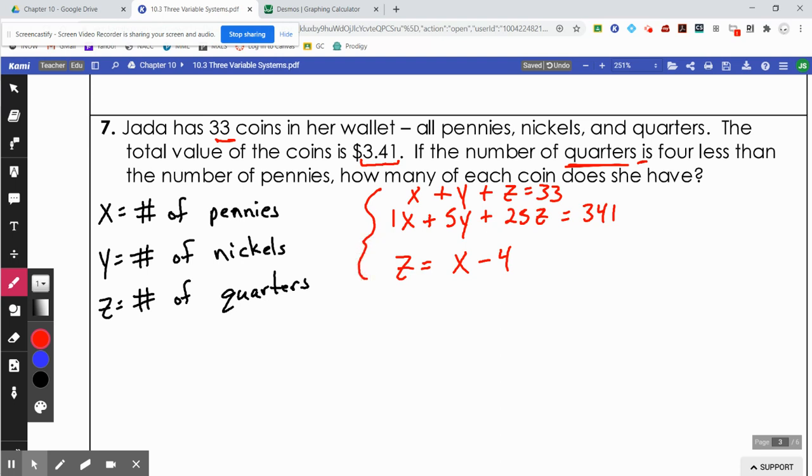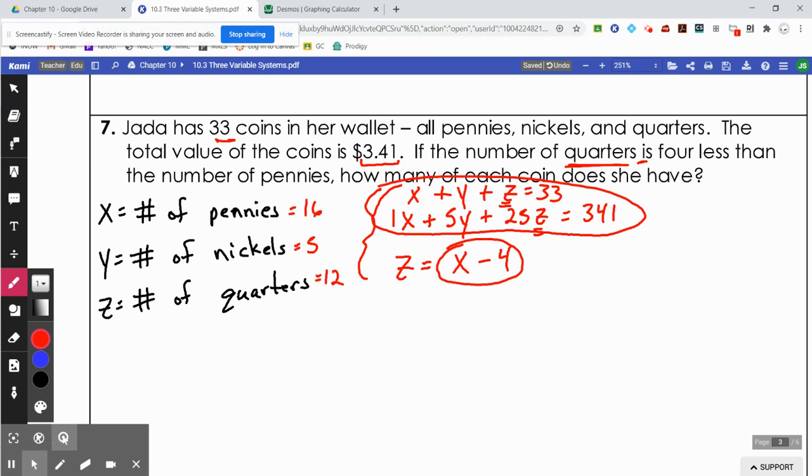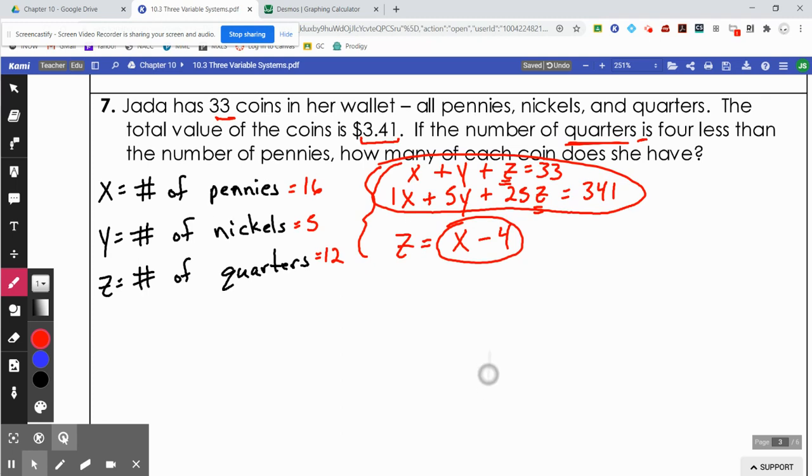To solve this, probably the best way, since you have Z is equal to X minus 4, why not go ahead and plug that in to our other equations for that Z? So then you have these 2 equations, which will now only have X and Y values. Whenever you solve that, here's what you're going to get. There are 16 pennies, 5 nickels, and 12 quarters.